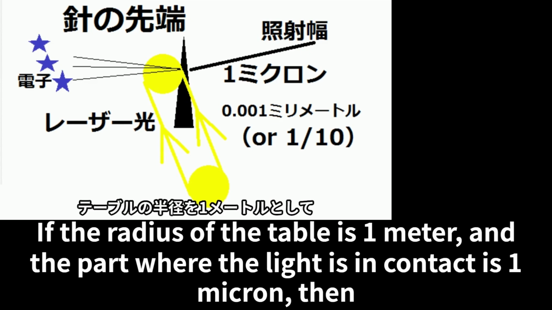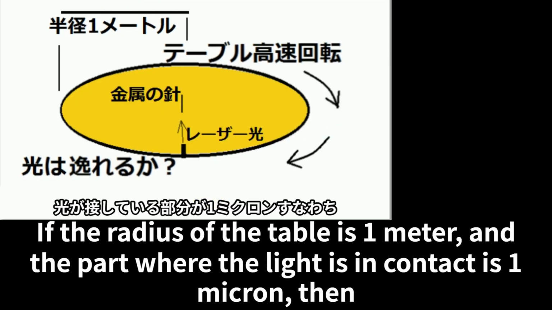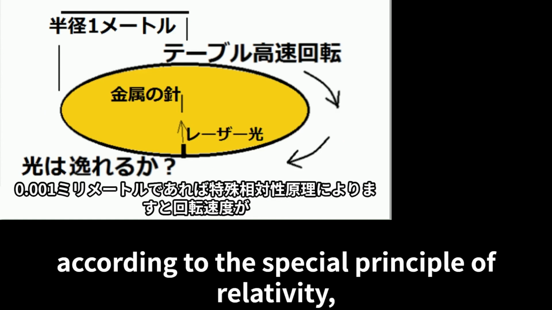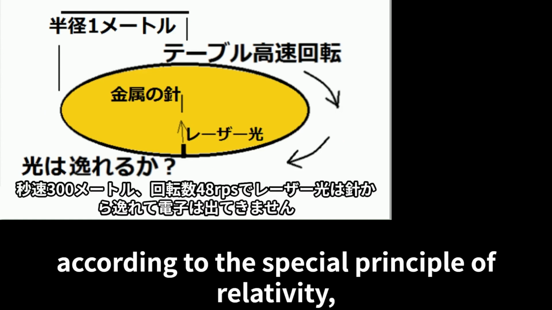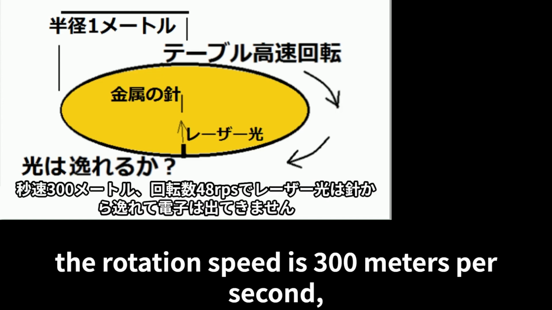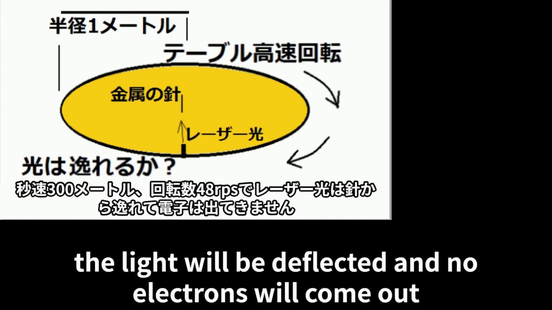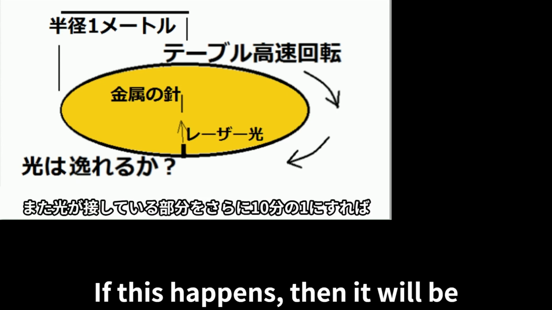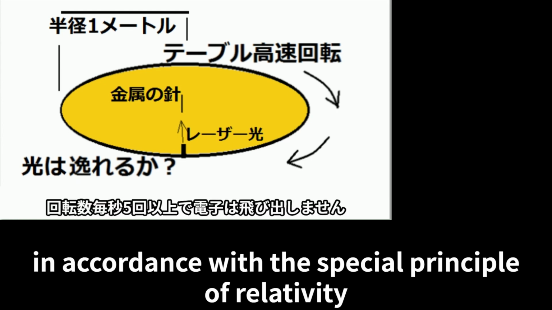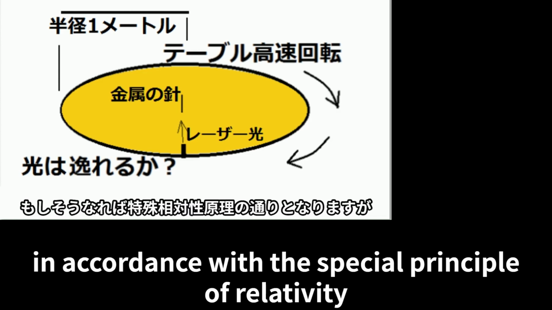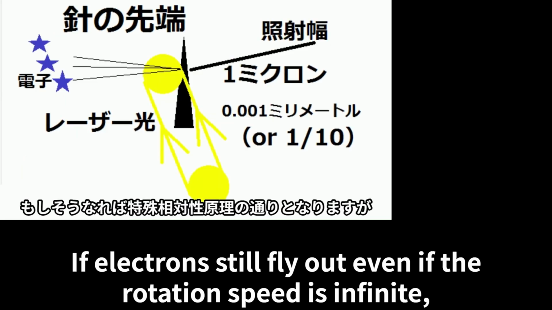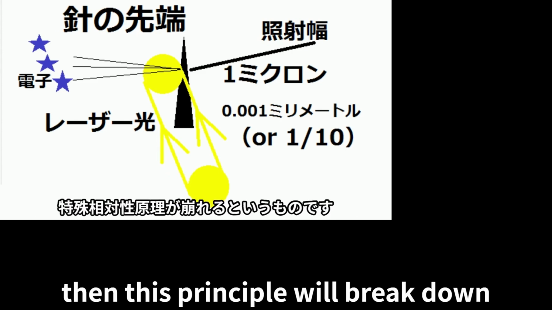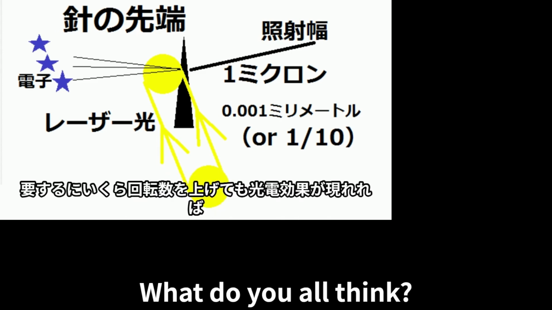If the radius of the table is 1 meter, and the part where the light is in contact is 1 micron, then, according to the special principle of relativity, the rotation speed is 300 meters per second. The light will be deflected and no electrons will come out. If this happens, then it will be in accordance with the special principle of relativity. If electrons still fly out even if the rotation speed is infinite, then this principle will break down. What do you all think?